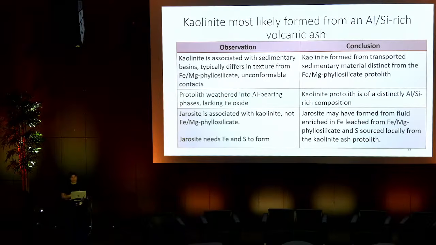And if it was an ash, we would expect it to be bearing sulfur-rich phases. So that could explain why we see the jarosite associated with the kaolinite. And then these iron-rich fluids could have produced iron oxides where there wasn't enough sulfur to form jarosite.